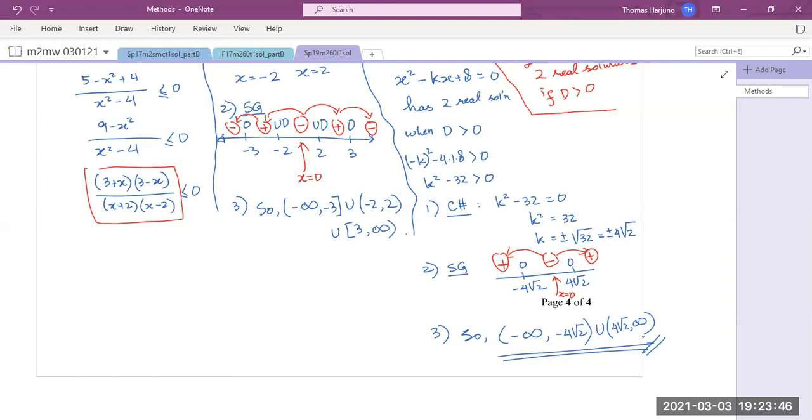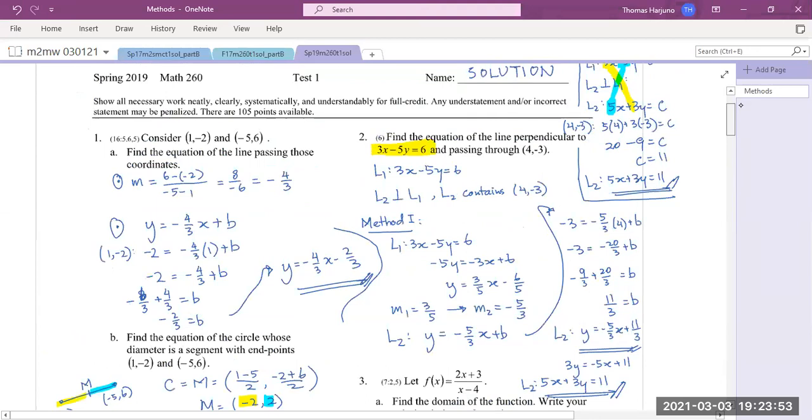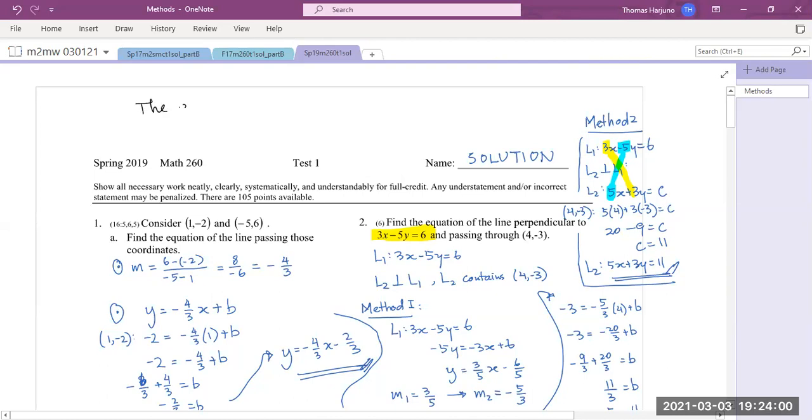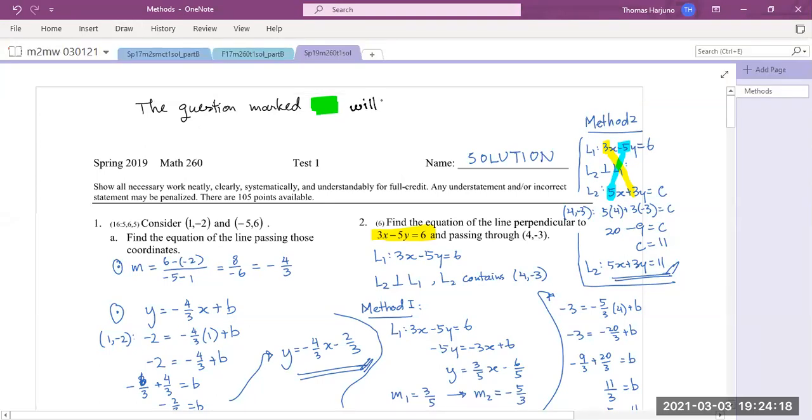Now let me put a marking on that one question that we didn't do. This one here, number 6. Let me write on the top: the question, there's only one here, marked in green, will be done in the future. One more thing: let me change the title here too, with part A.